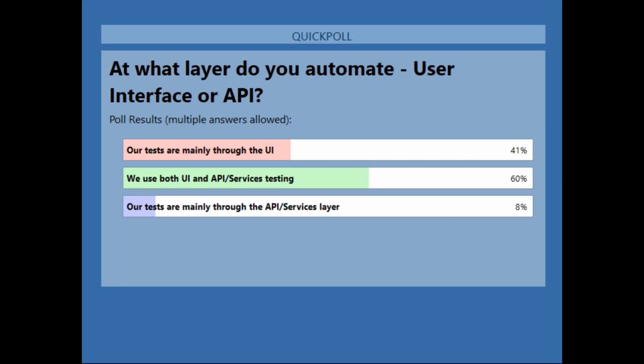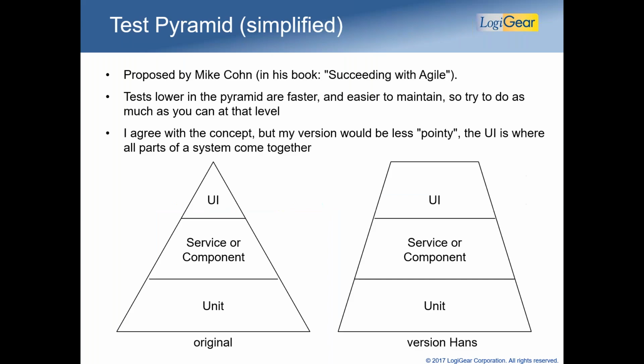Okay, I don't see the poll results just yet. They are being shared with me. So we do have the polling results on screen. It may be on the control panel of the GoToWebinar platform, but I'll just read them aloud to you. We had 41% say our tests are mainly through the UI, 60% said we use both UI and API services testing, and 8% said our tests are mainly through the API services layer. Wow, that's interesting. That shows that especially that middle layer is the most interesting challenge right now.